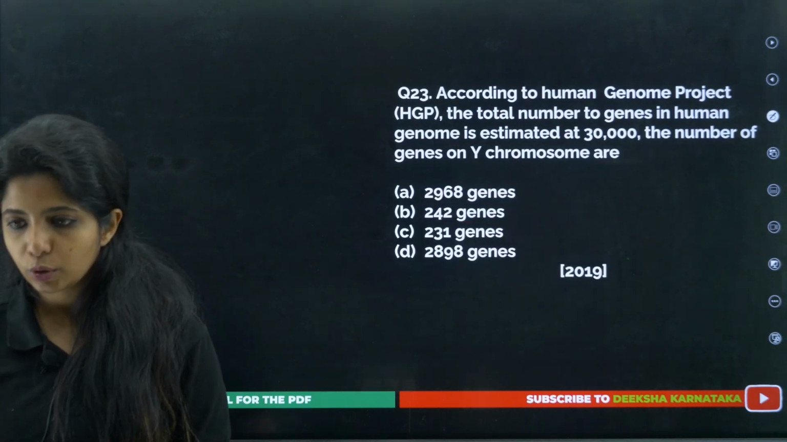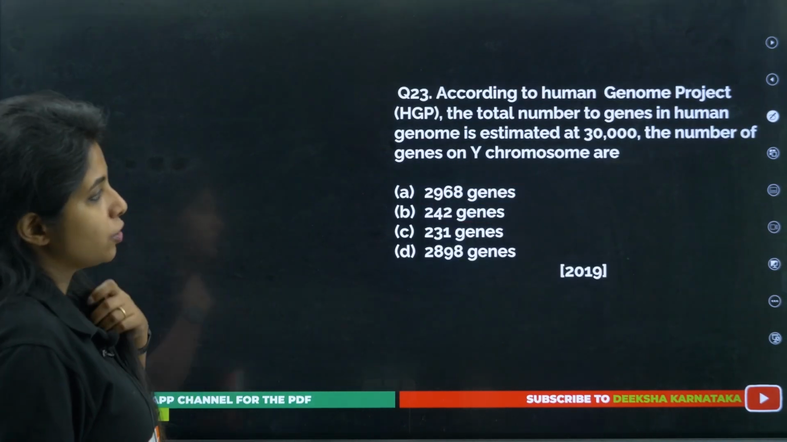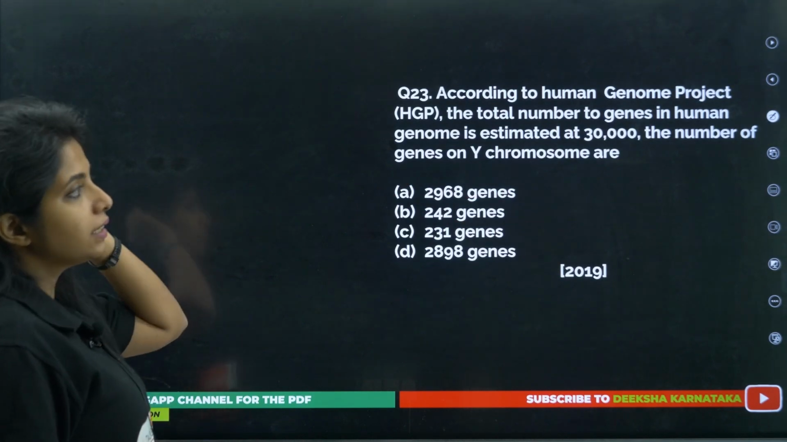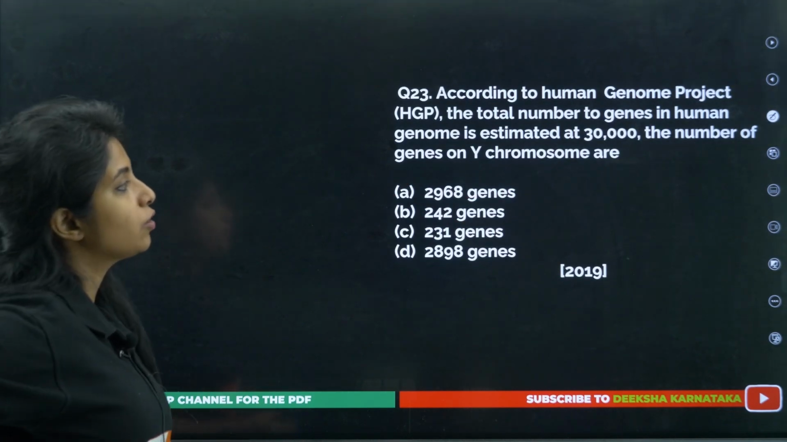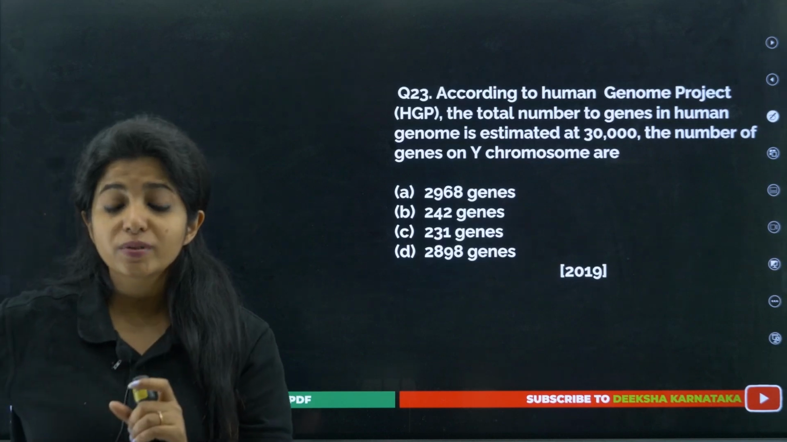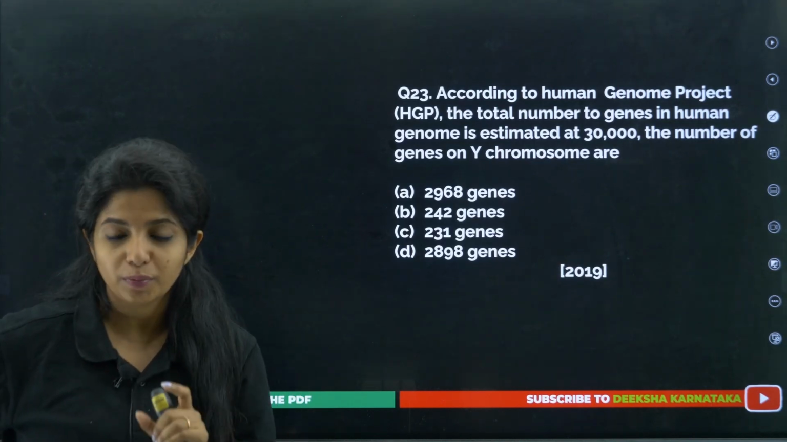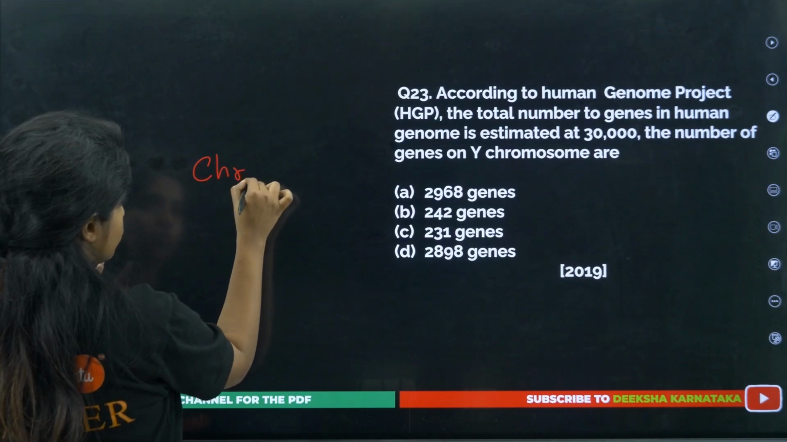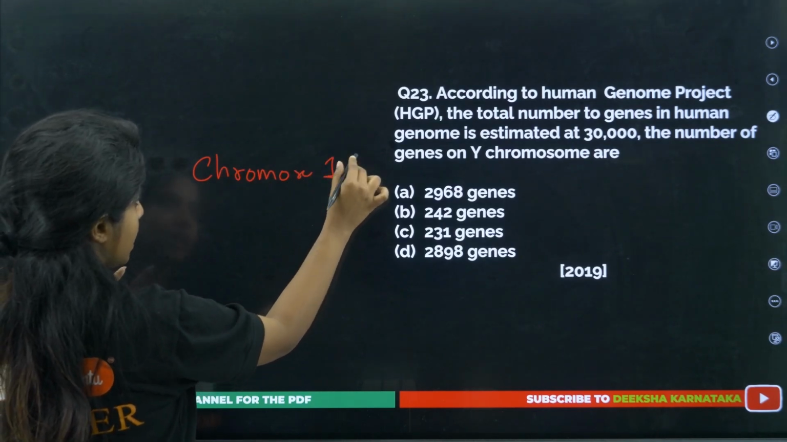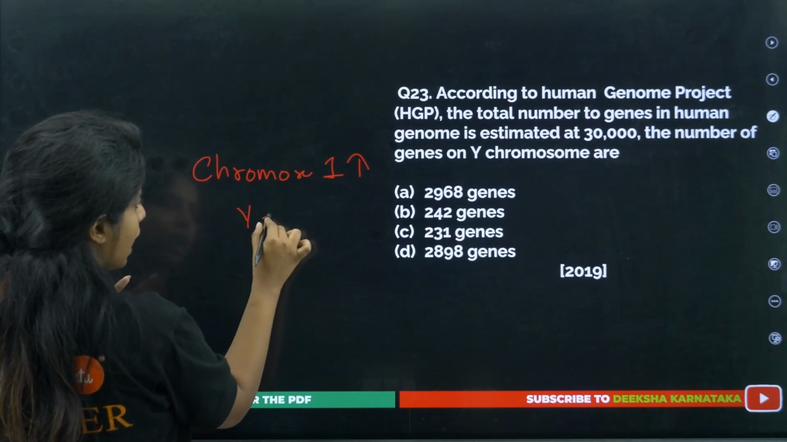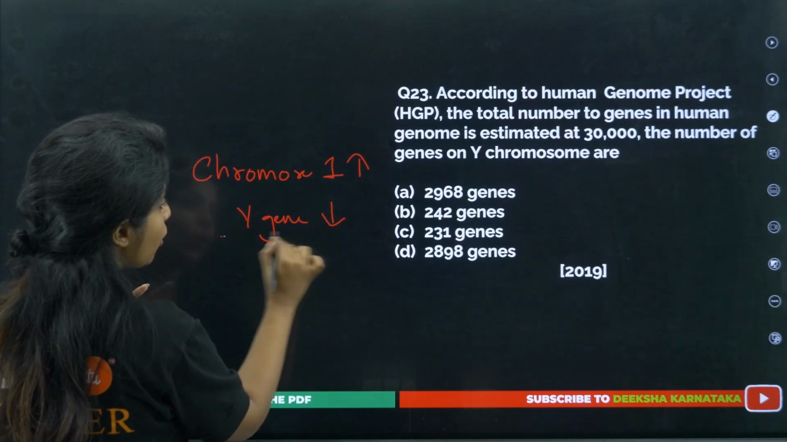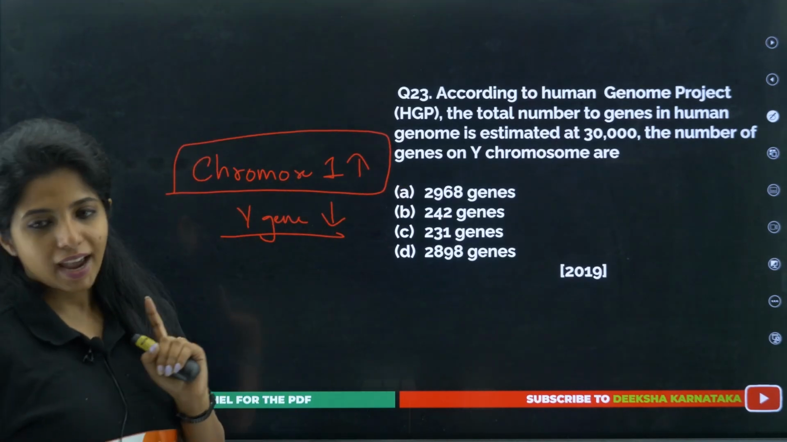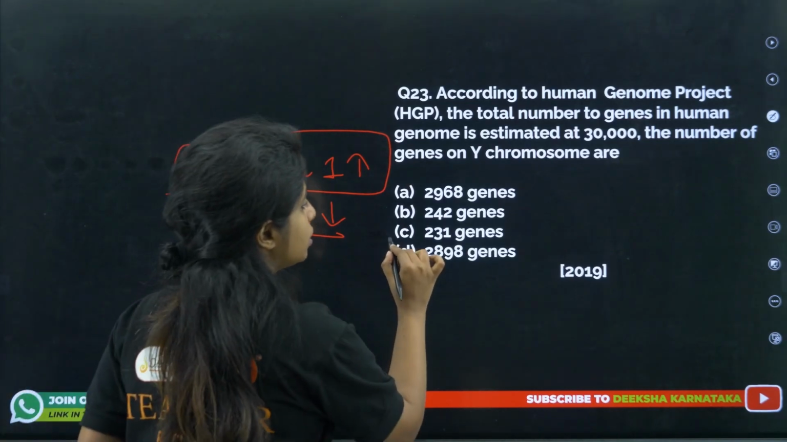Next thing, 23rd question. According to the Human Genome Project, the total number of genes in the human genome is estimated at 30,000. The number of genes on the Y chromosome are... So the Y chromosome has the least number of genes, my dear children, and chromosome number 1 has the highest number of genes. Your homework is to find how many genes are there on chromosome number 1. I'll tell you about the Y chromosome, that's the question. It is 231.